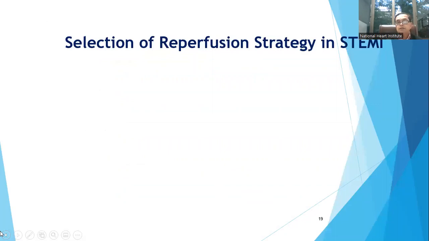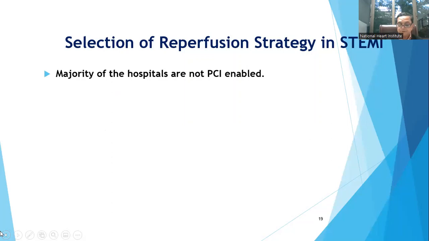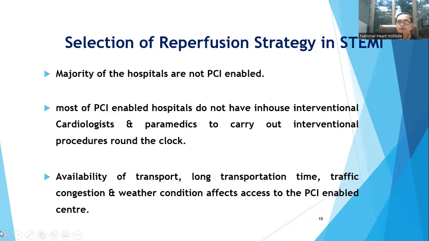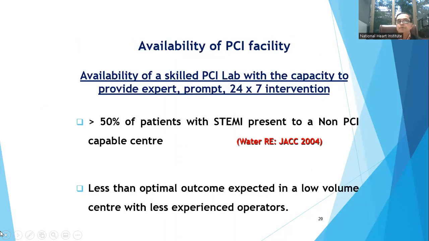If we look at the scenario as of today about the primary PCI, the majority of hospitals are not PCI enabled. Most of the PCI enabled hospitals do not have in-house interventional cardiologists and paramedics to carry out interventional procedures round the clock. Availability of transport, long transportation time, traffic congestion, and weather conditions affect access to PCI enabled centers. If we see the capability of the center vis-a-vis intervention, more than 50% of the patients with STEMI, even now, present to the non-PCI capable center, and less than optimal outcome is expected in a low volume center with a less experienced operator.